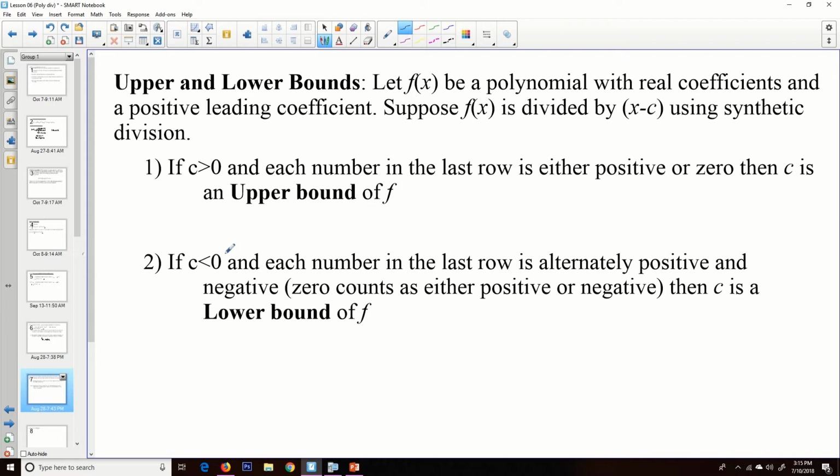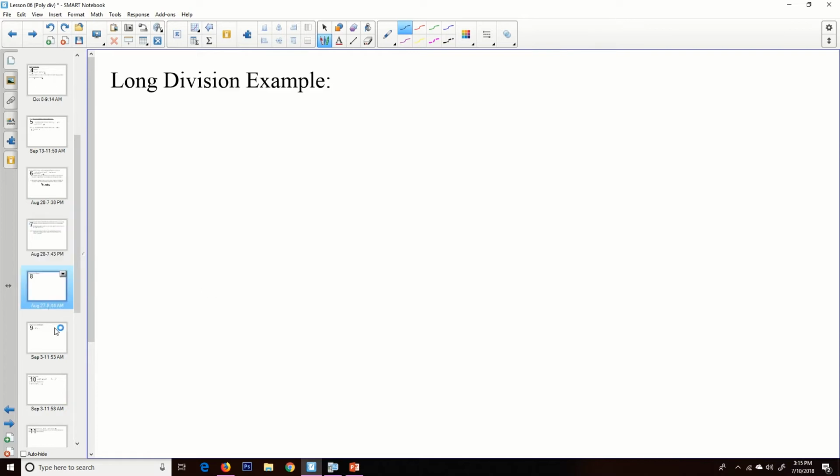If c is less than 0, then each number in the last row is alternately positive and negative, and 0 counts as either positive or negative in this one. Then c is a lower bound, and again, we're just saying that you can discount anything that would be less than that value for c. And I'll show an example for that. Actually, we're getting to examples right now.